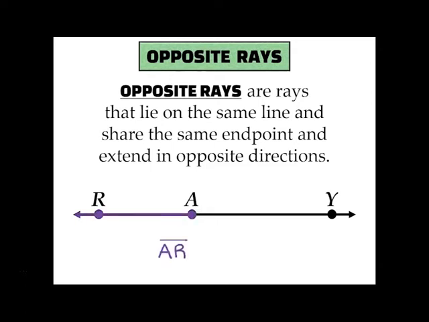So in this diagram, ray AR, which starts at point A and heads to the left towards point R and beyond, and ray AY, which starts at also point A and then extends to the right towards point Y and beyond, those two rays are opposite rays. The 3 points R, A, and Y are collinear. The two rays share an endpoint of A, and they head in opposite directions.